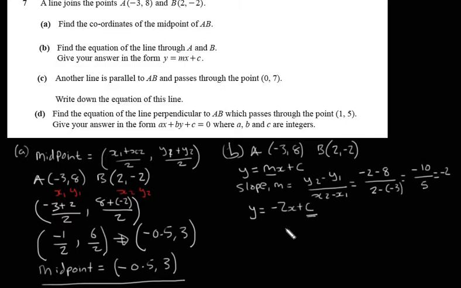Now we need to find the value of c by substituting the values of x and y of any of the given points A or B into this equation. So if we take point A, y is 8, which is equal to -2 times -3 plus c. So 8 is equal to 6 plus c. So 8 minus 6 is equal to c. Therefore c is equal to 2.